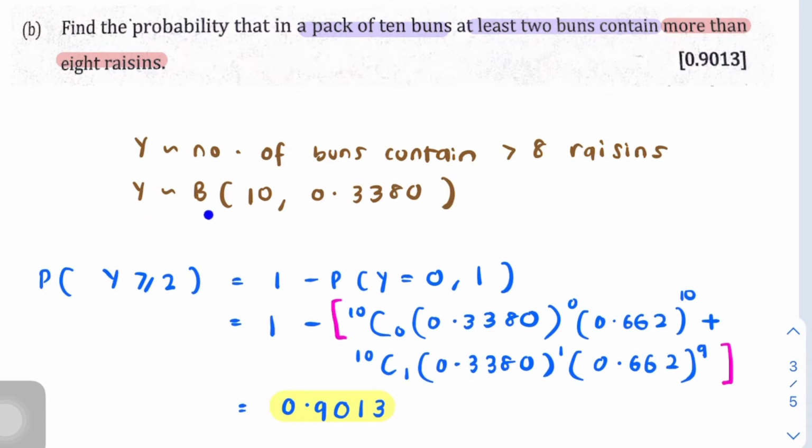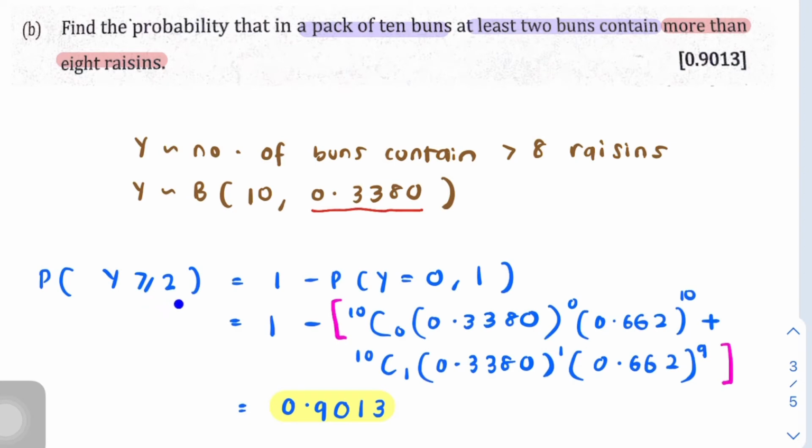So Y follows a binomial distribution because you have a total of 10 buns. And the probability of a success event, which is that one bun contains more than 8 raisins, is your answer from part A just now. So the answer from part A will be your success probability for part B. This is another type of question, meaning the question is modified so that you can use the binomial distribution. And what is the symbol? At least 2 buns, so the probability of Y more than or equal to 2.